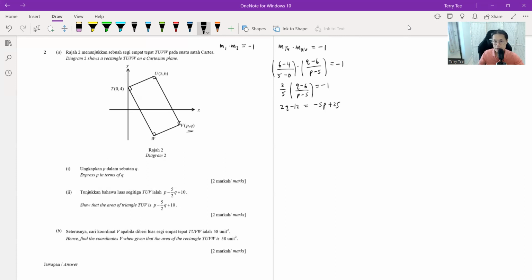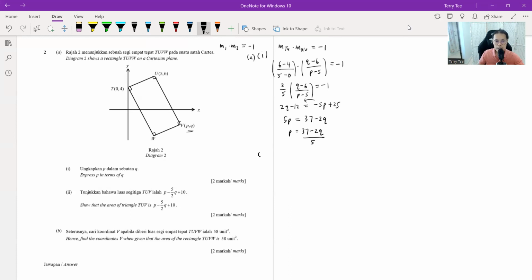So I will bring the 5B to the left and bring everything else to the right. 5B is now 25 plus 12, which is 37, minus 2Q. All right. And from here, we divide by 5. B is (37 minus 2Q) over 5. So this is my B in terms of Q. All right, I solved the first part.